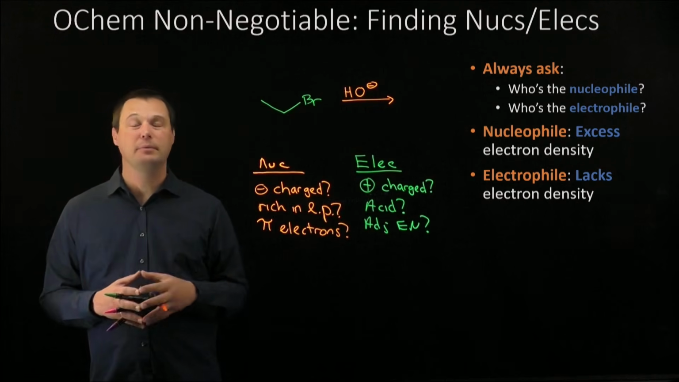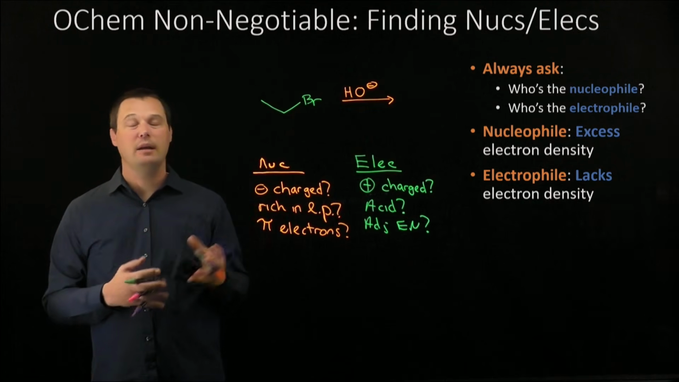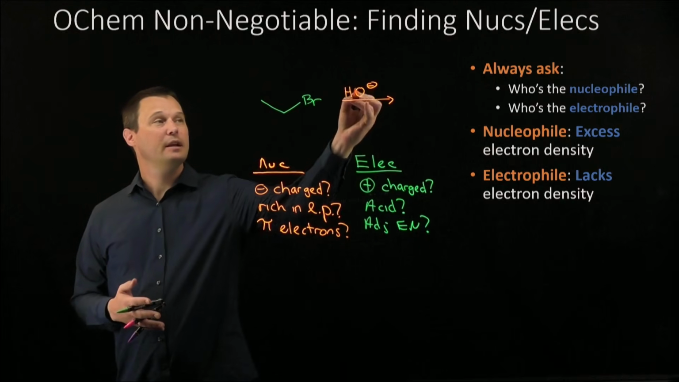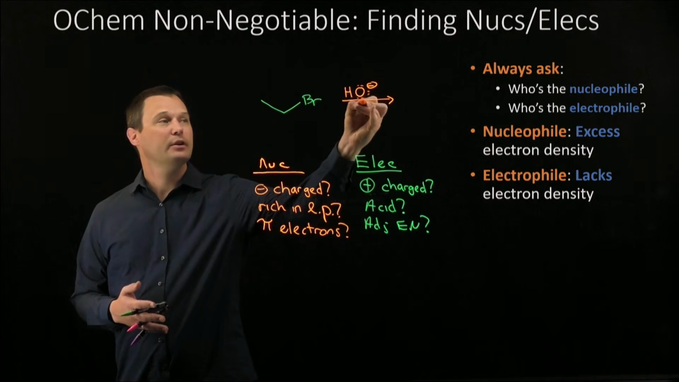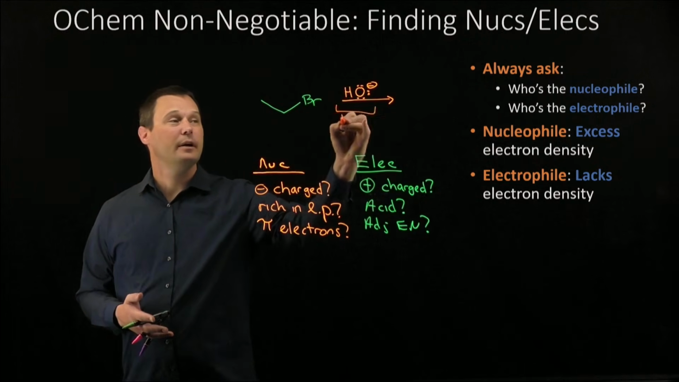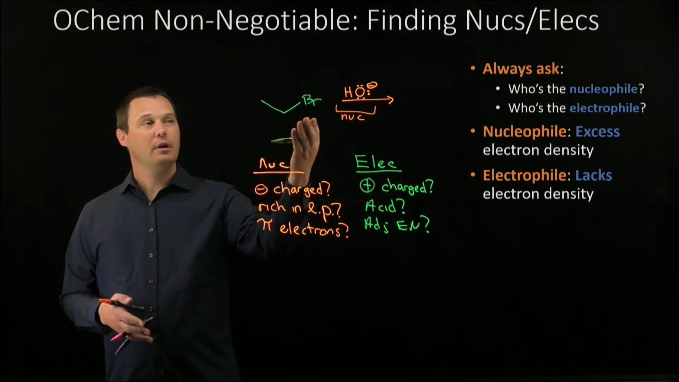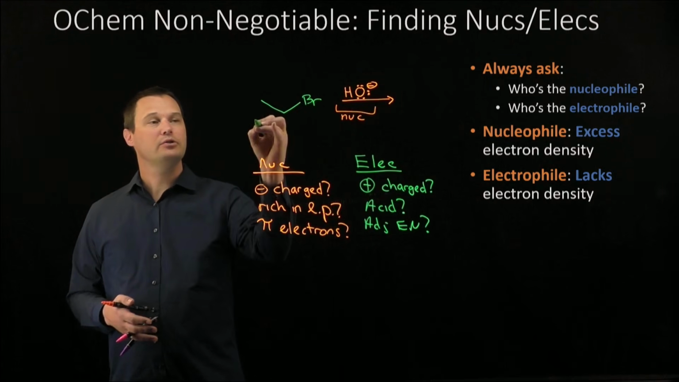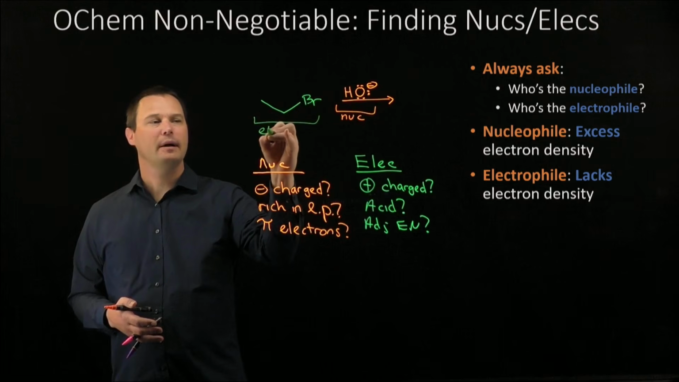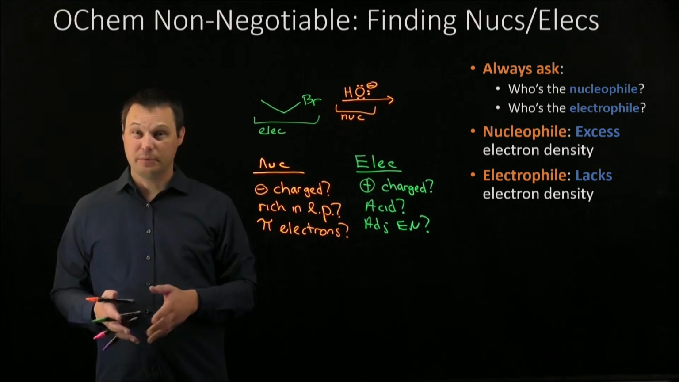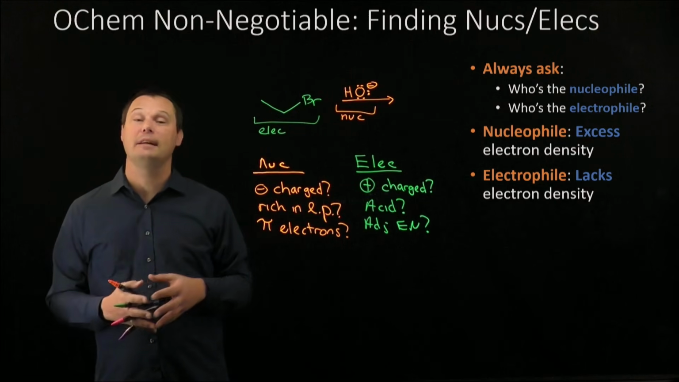Let's look at an example. The reaction between ethyl bromide and hydroxide. Hydroxide has a negative charge and lone pairs of electrons. Hydroxide is the nucleophile. Ethyl bromide has a polar carbon-bromine bond where carbon is partially positively charged. Ethyl bromide is the electrophile. That's it. Before drawing any arrows, you've already identified the roles.